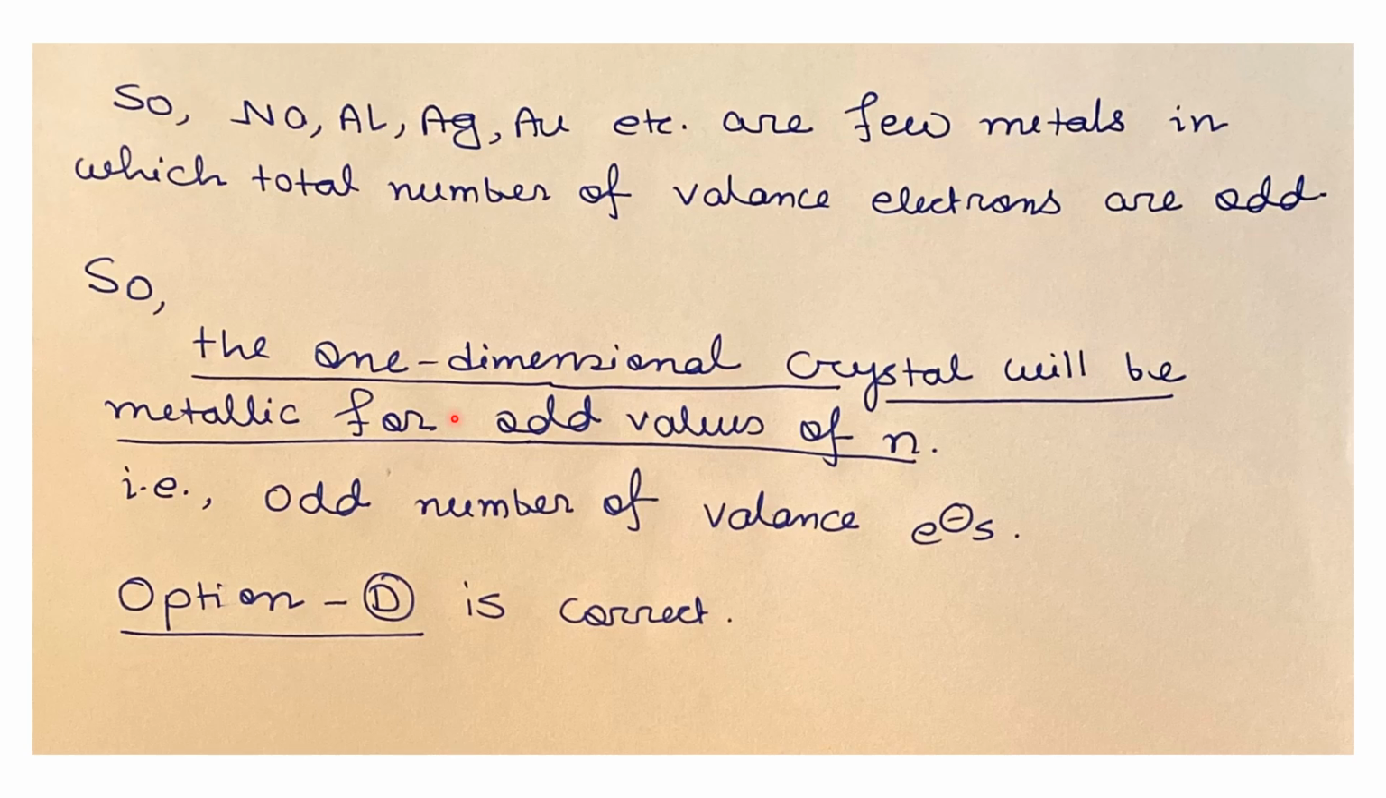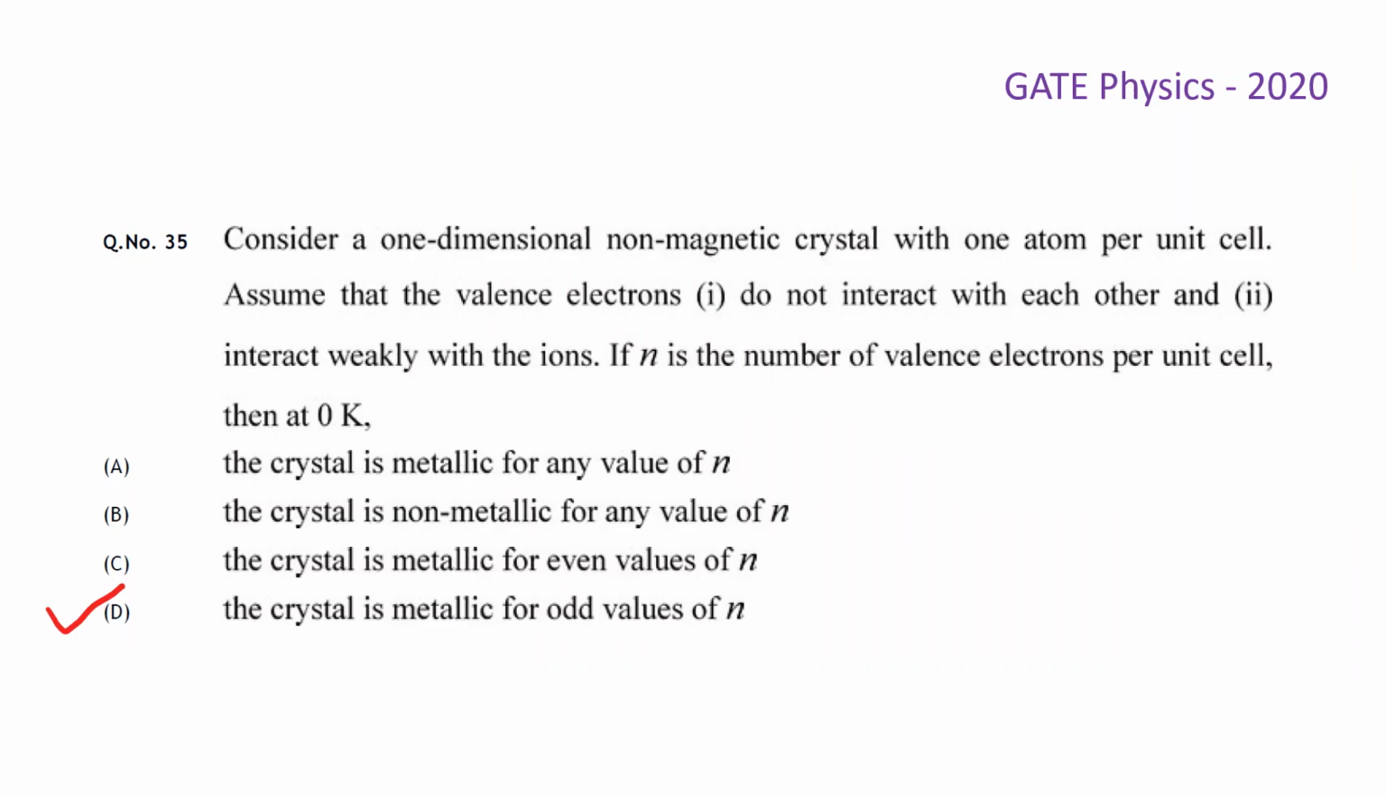So, the one-dimensional crystal will be metallic for odd values of n, that is odd number of valence electrons in the valence shell. So, our option D is correct. So, we have solved this question and we found that the last option, option D, the crystal is metallic for odd values of n, that is the correct option.